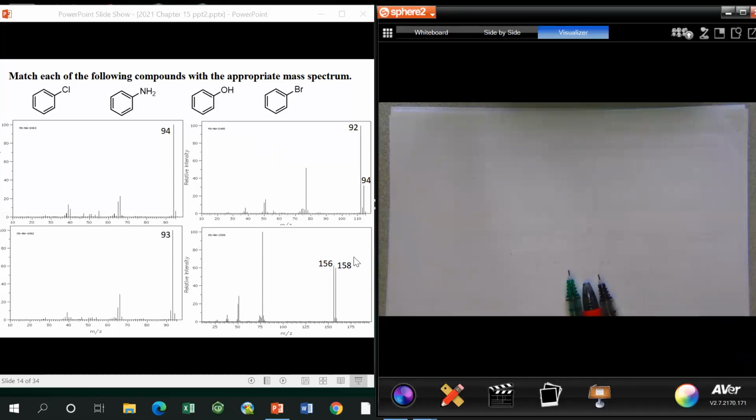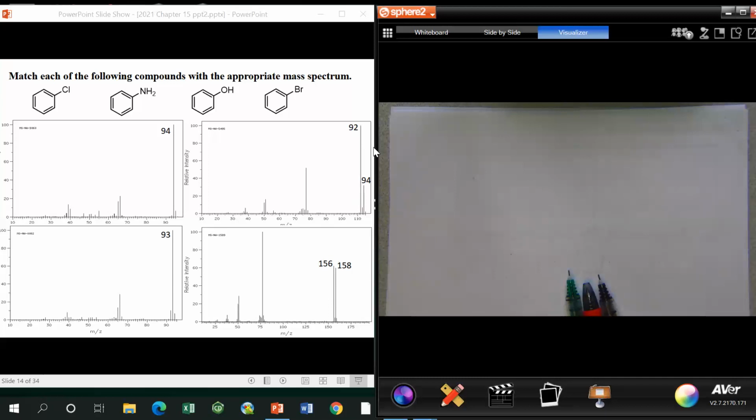All right, can anyone tell me what atom this mass spectrum contains? Which one matches the last one? Yeah, bromine, that's right. Remember the isotopic pattern: for bromine, M plus 2 should be about 1-to-1 in intensity, so the M to M plus 2 ratio is about 1-to-1. That's bromine.